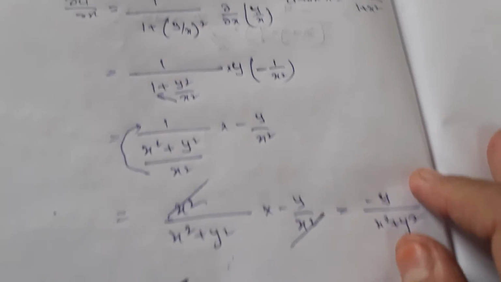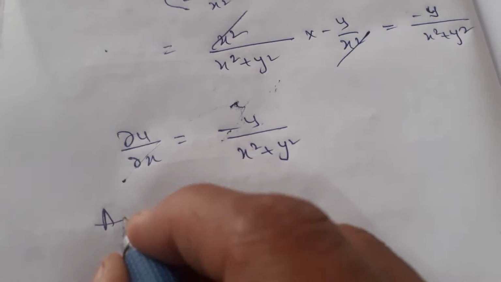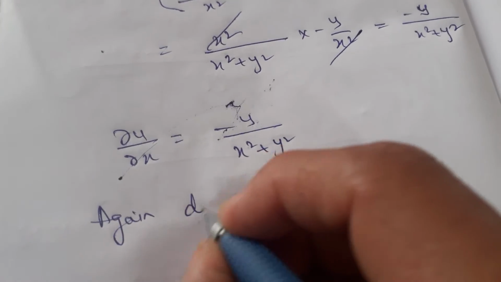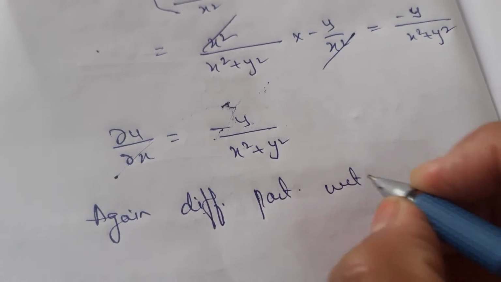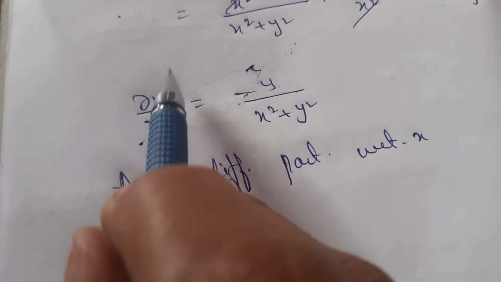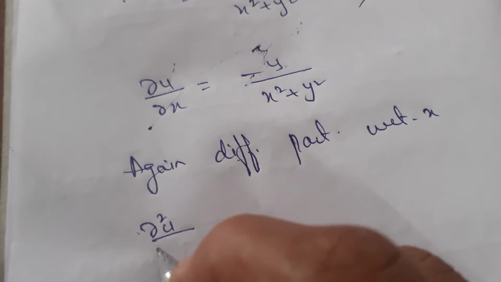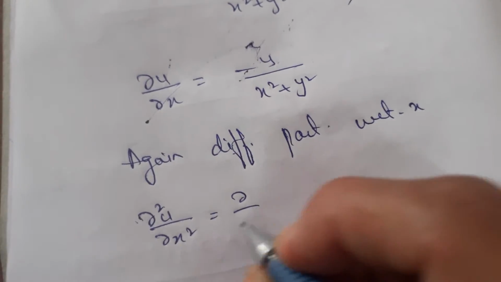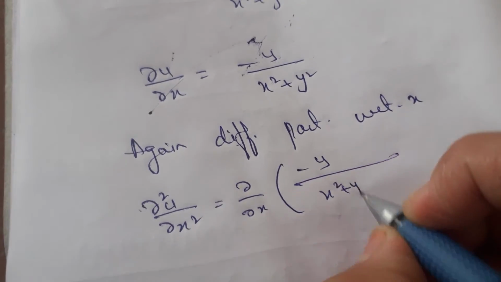Children, I have told you that we have to differentiate our function with respect to x two times. So again differentiating partially with respect to x, we have to differentiate this term. So we will get ∂²u/∂x², which is ∂/∂x of minus y by (x² plus y²).